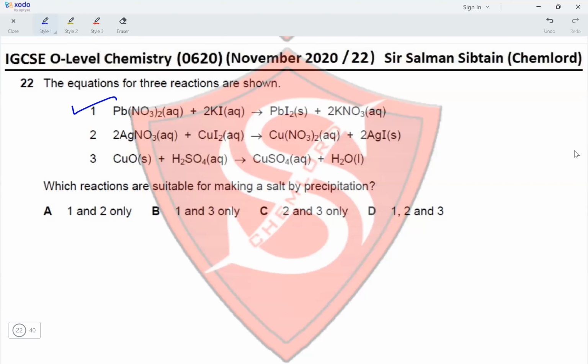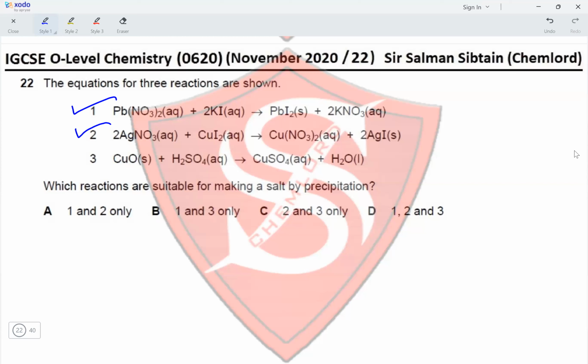Next, we have silver nitrate and copper iodide, both of which are aqueous, and this produces copper nitrate, which is aqueous, but silver iodide is also formed, which is insoluble. Therefore, silver iodide will be formed by precipitation. So this is correct as well.